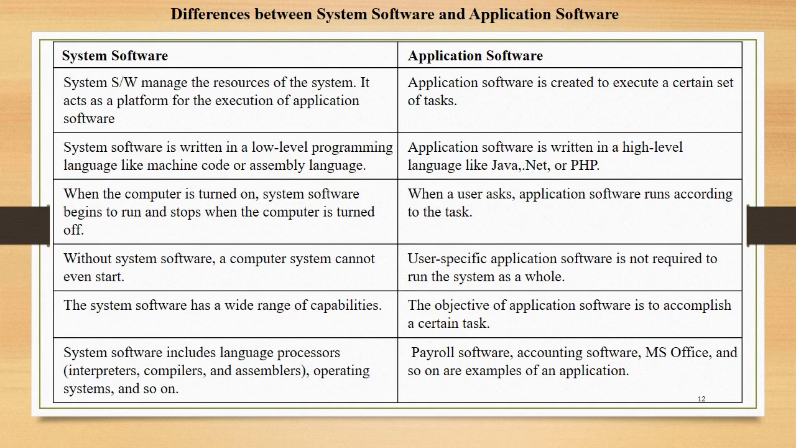Without system software, a computer system cannot even start. User-specific application software is not required to run the system as a whole. The system software has a wide range of capabilities. The objective of application software is to accomplish a certain task. System software includes language processors, interpreters, compilers, assemblers, operating systems, and so on. Payroll software, accounting software, MS Office, and so on are examples of application software.